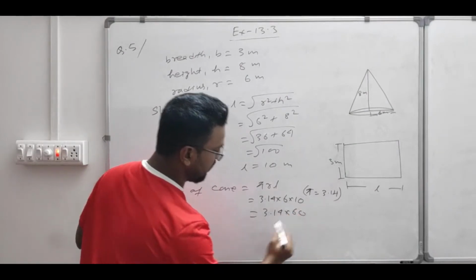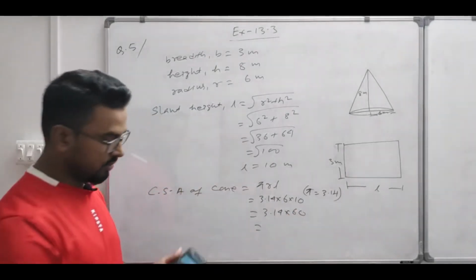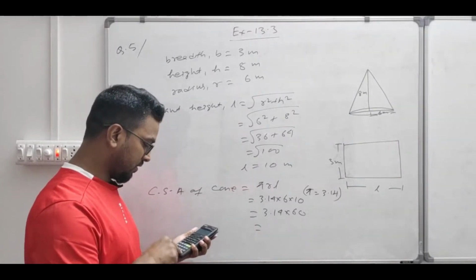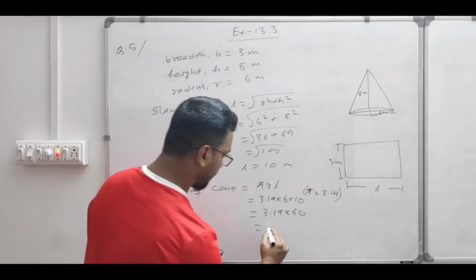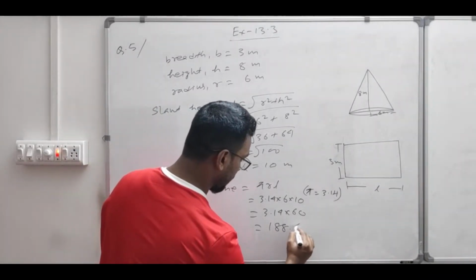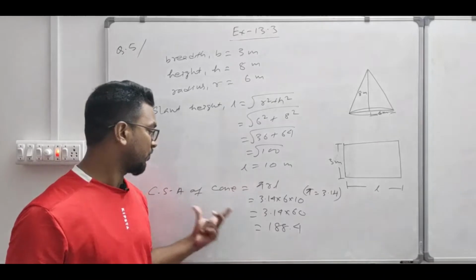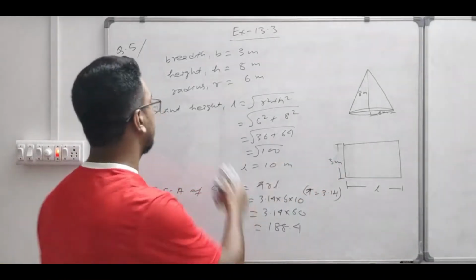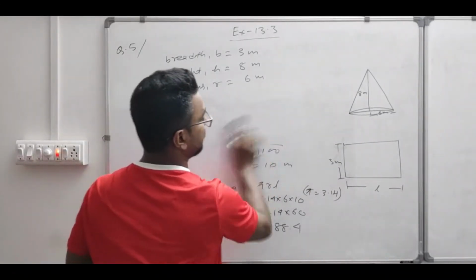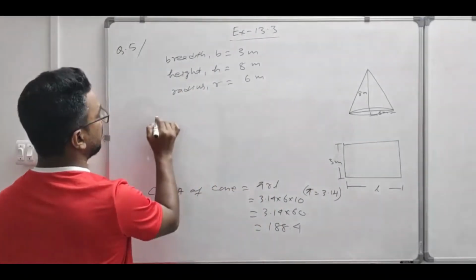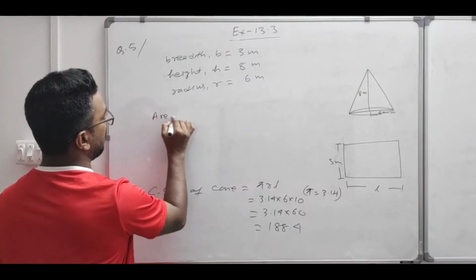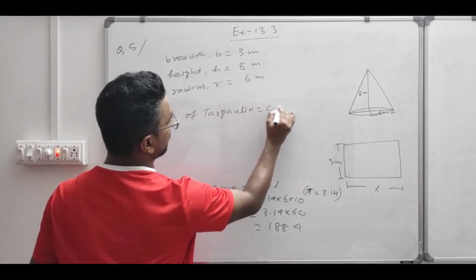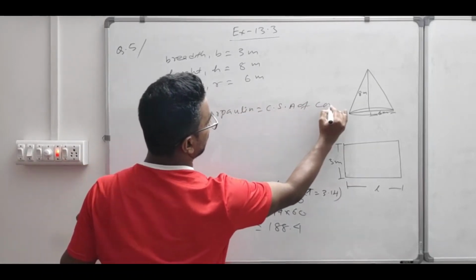So if you multiply all this term, 3.14 into 60. Let me use the calculator. 3.14 into 60, you will get 188.4. Next, what we will do? We have to compare the curved surface area with the surface area of the tarpaulin. So here we will write area of tarpaulin is equals to curved surface area of cone.